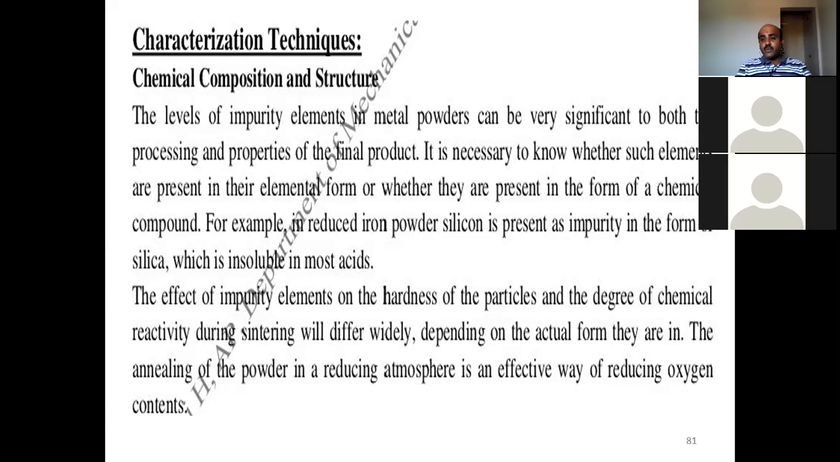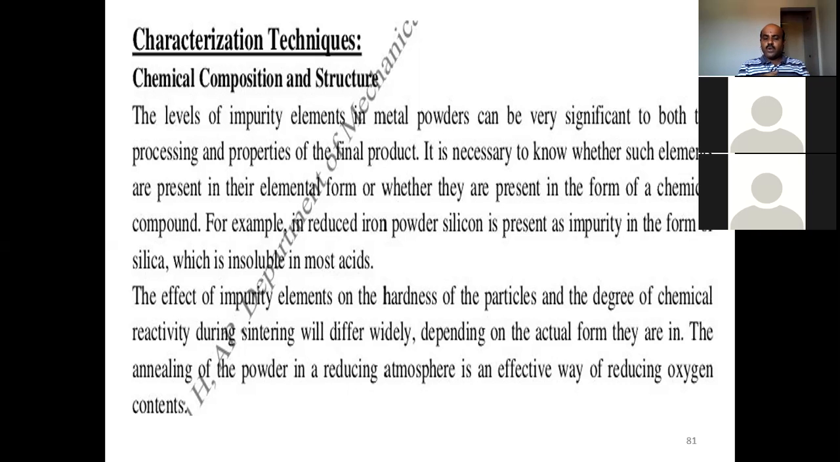Why do we need to do this? Why do we want to check the impurities? Because the level of impurities in the metal powders is very significant to both the processing and properties of the final product. In the sense, the more the impurity, the more it will hinder and affect the processing as well as the properties of the final product. So therefore, it is our duty to check what the level of impurities is in the metal powders which are produced from different methods.